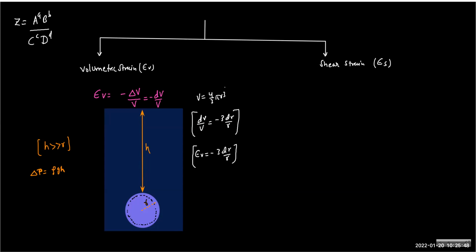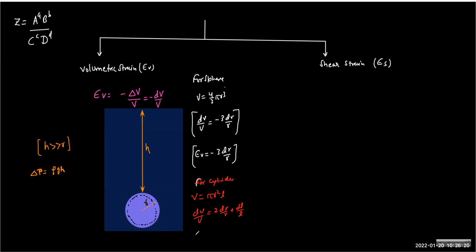Similarly, if we have a cylindrical body, then how do we get the volumetric strain? For a cylinder, we have written already, the volume is pi r square L. So the volumetric strain will be 2 dr by r plus dl by L. We have written the two terms separately, plus dl by L.